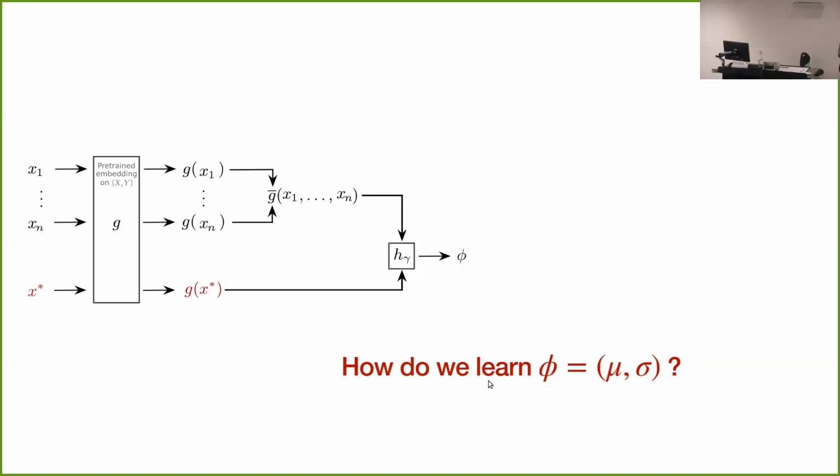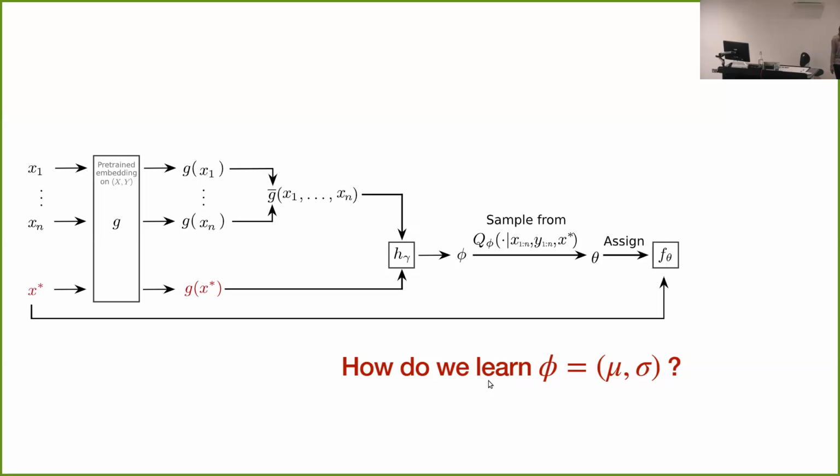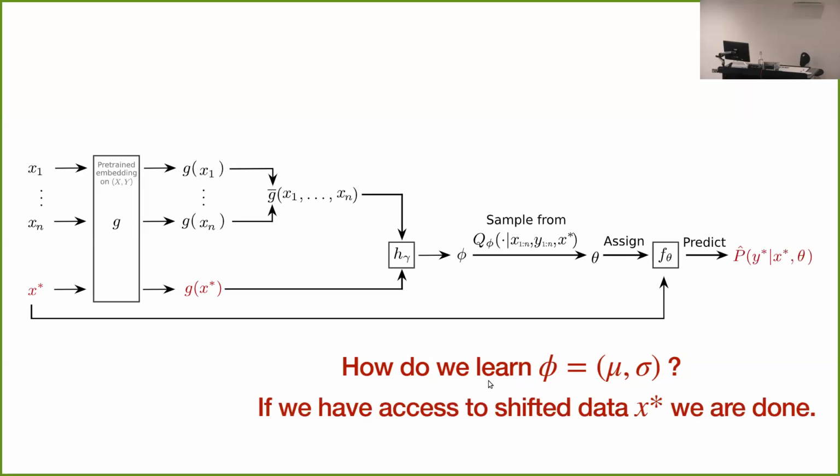I'm going to take both of them and feed them to a neural network that is going to output for me the parameters of my variational distribution. I'm going to sample from that distribution. Now I finally have my data. I can assign it to my model, predict, and fit the ELBO. And if indeed you have that X star already in your hands, this should be the end of my talk.